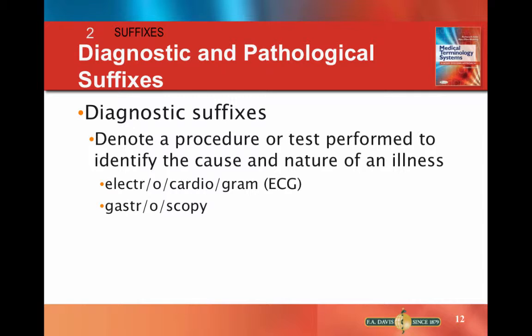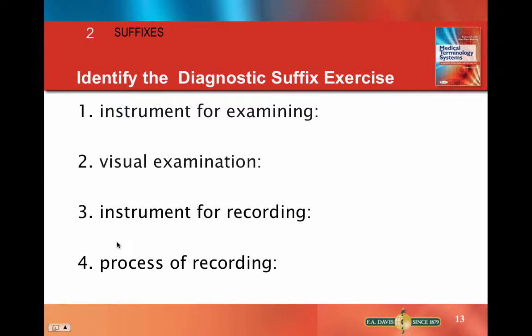One example would be electrocardiogram, or they call that an ECG. You've probably heard it as an EKG as well. And then you have gastroscopy. The instrument used for examining would be a scope. The actual visual examination would be scopy. Another, an instrument for recording, would be the graph, so that would actually be the recording that you're looking at, and the process of doing it would be graphy. So don't get these two confused. They are two separate things.